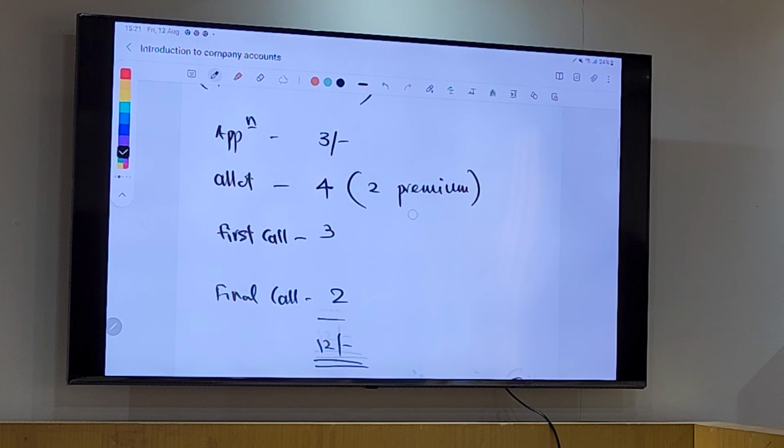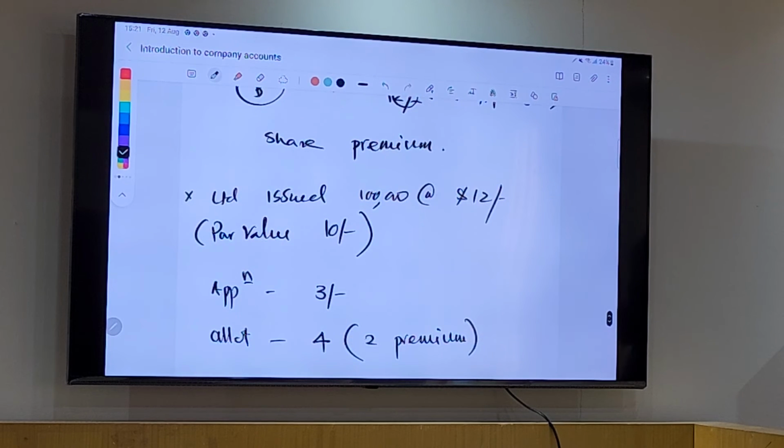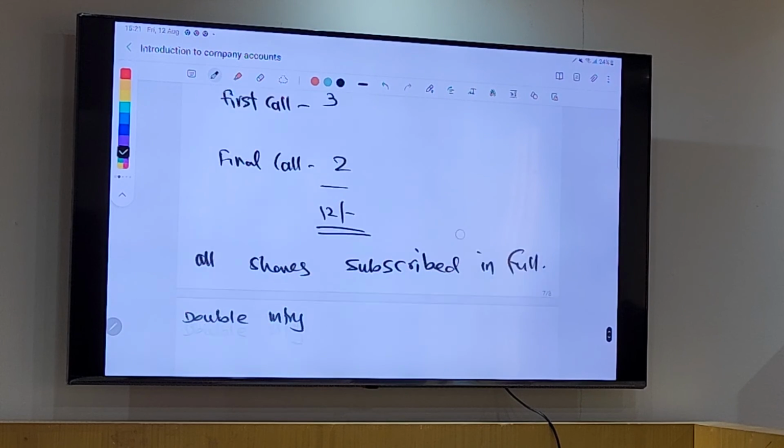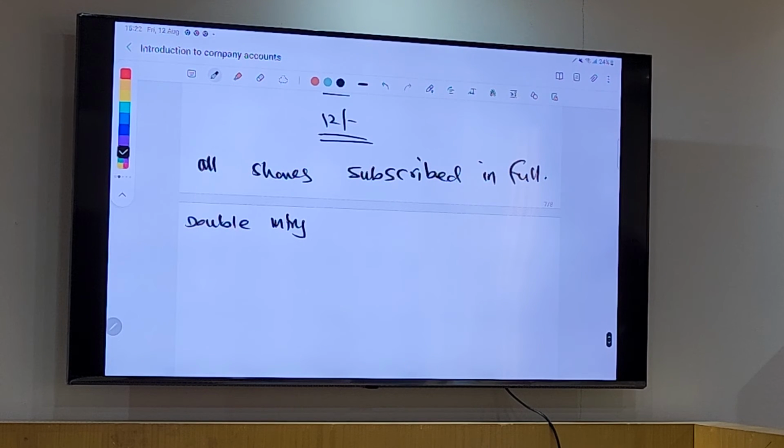Think of a situation: 100,000 is the total share. If you get 150,000 applications, what will you do? There are all these complications: excess, surplus subscription, pro rata allotment. So many complications that I will not discuss, because it's not in our syllabus also. So all shares are subscribed in full.